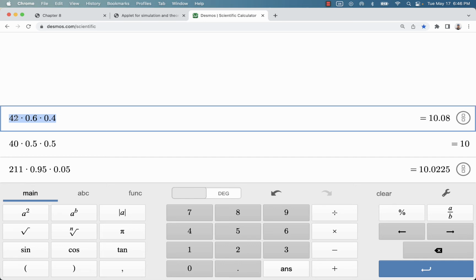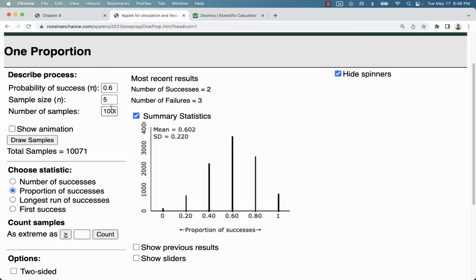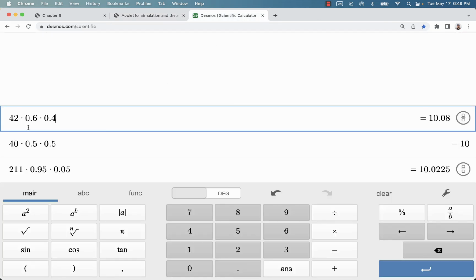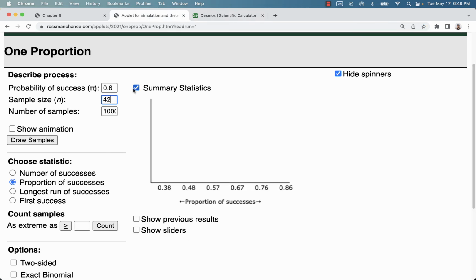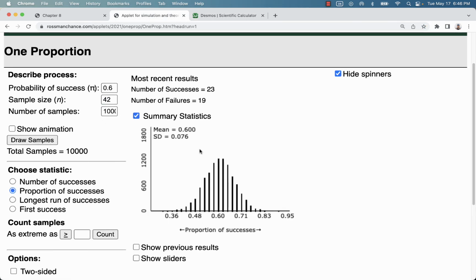All right, so going back to my example where it's 60-40, let's bump this sample size up to 42. So we've just met the requirement. We've just gotten over that value of 10 there. And let's take 10,000 samples from that. So here we can see a lot more defined, that bell curve that we like to see. 60% is here in the middle with the highest probable outcome. Not necessarily the majority.